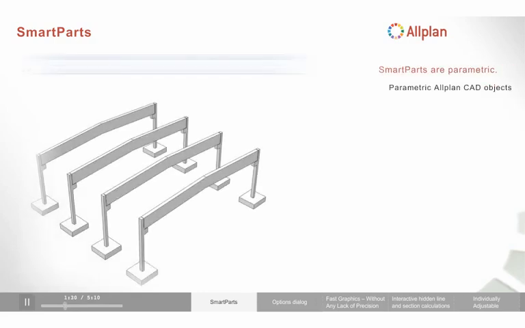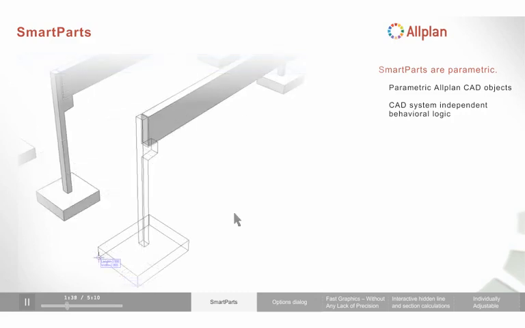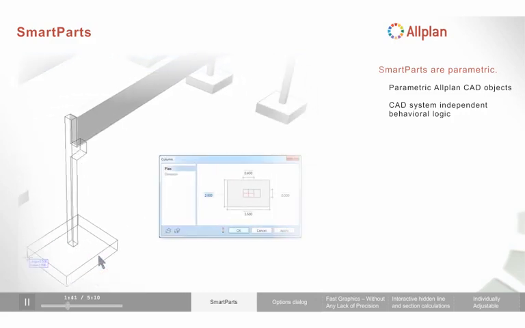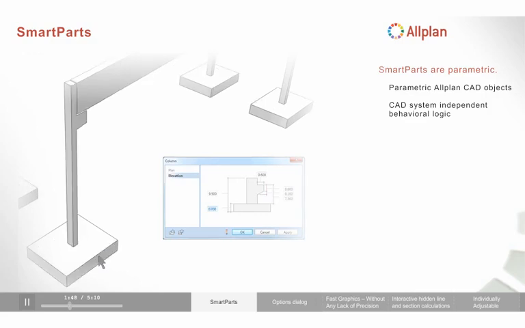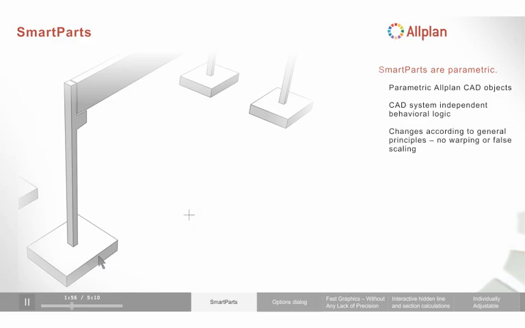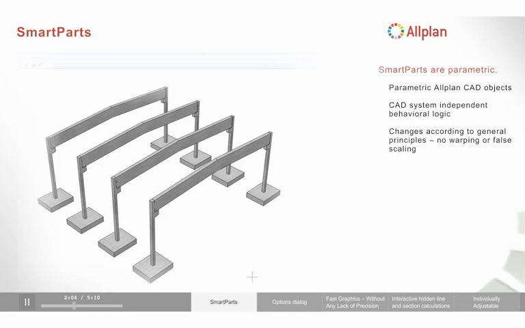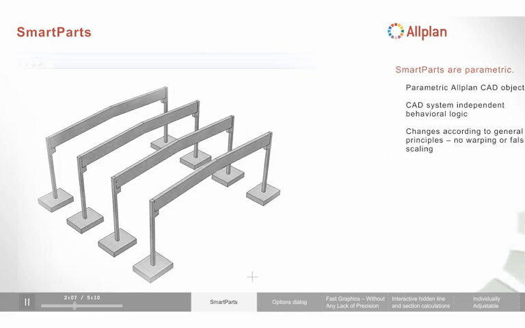SmartParts are parametric Allplan CAD objects. However, each individual element contains its own behavioral logic, independent of the CAD system used. By activating the object with a double click, you can adjust the necessary variables such as dimensions or materials. And you can see in the live view the way in which new entries change the part. You can check the values in the dialog box or correct them at any time. Each SmartPart thus follows its own implemented principles. This rules out any warping or false scaling of individual objects. SmartParts facilitate your entry into the world of possibilities provided by parametric modeling.